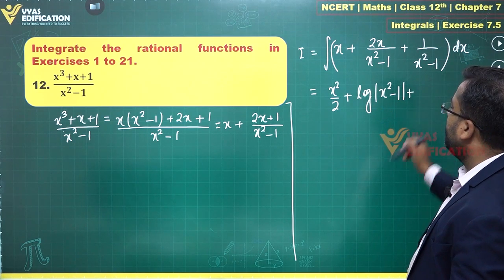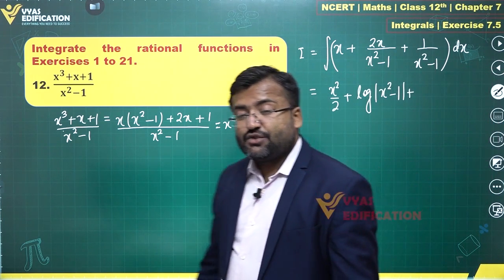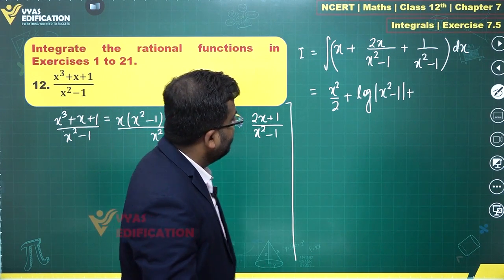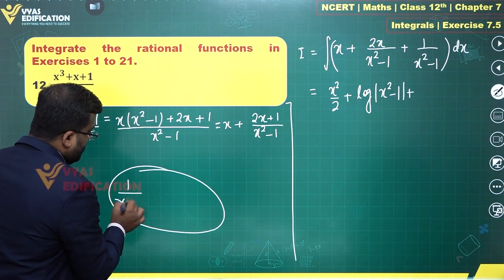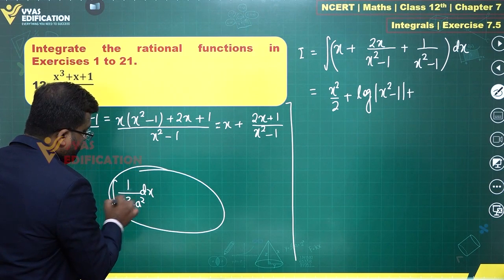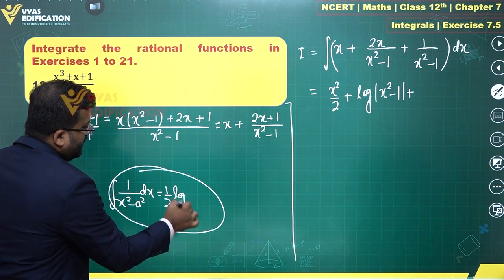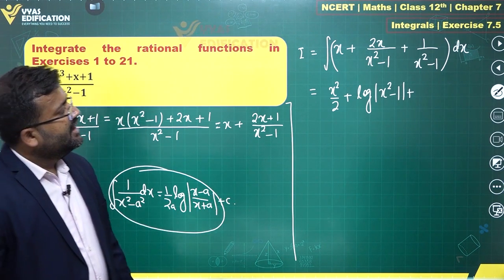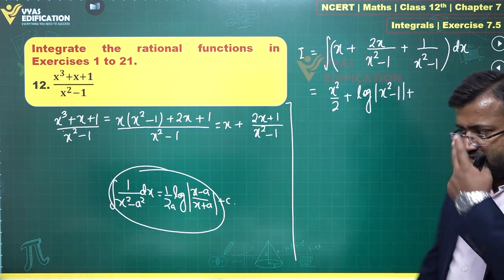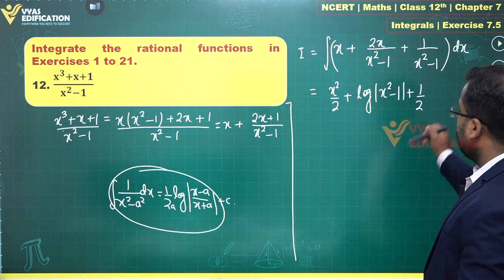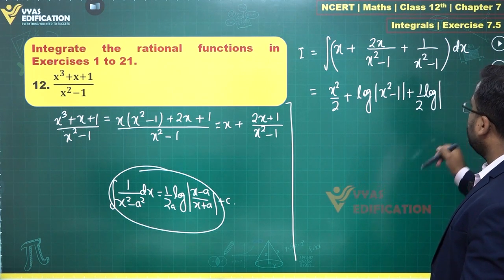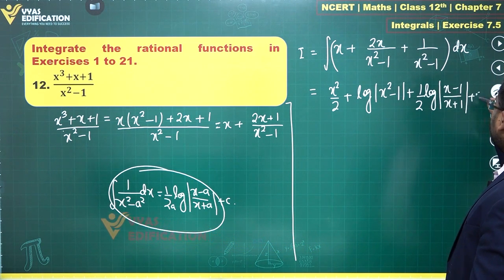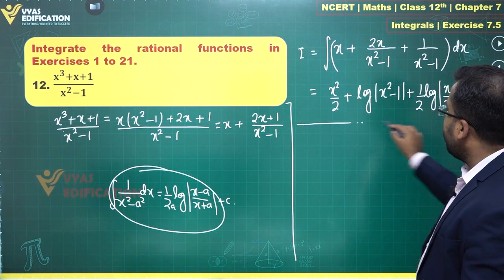And what does this become? Plus 1 upon x square minus a square. The integral was 1 upon 2a log of modulus x minus a upon x plus a. That's what you'll use over here. The identity that I'm talking about is this: 1 upon 2a log modulus x minus a upon x plus a plus constant. So instead of a, you have a 1 over here. So 1 upon 2a is 1 upon 2 into 1, which gives log of modulus x minus 1 upon x plus 1 plus constant term. That's my required answer using this direct approach.